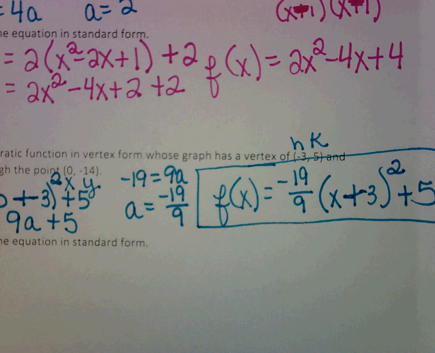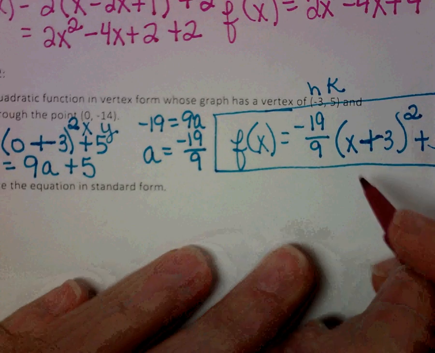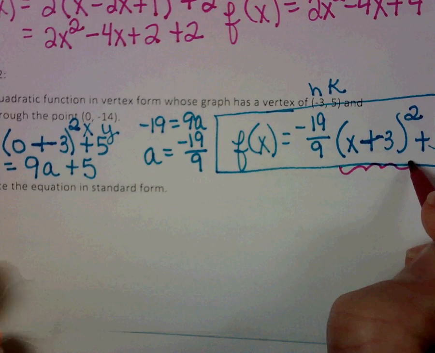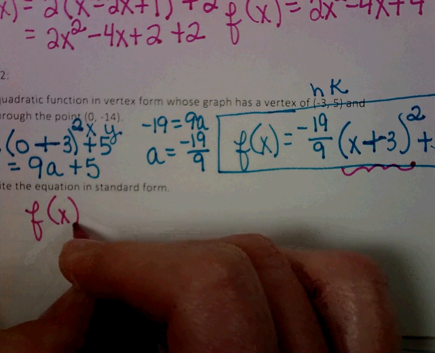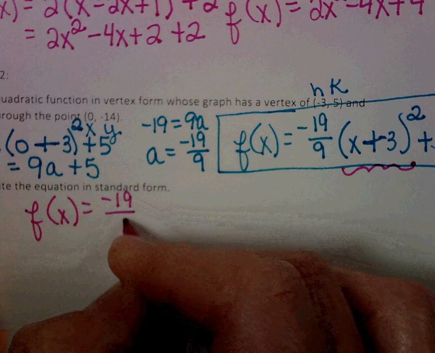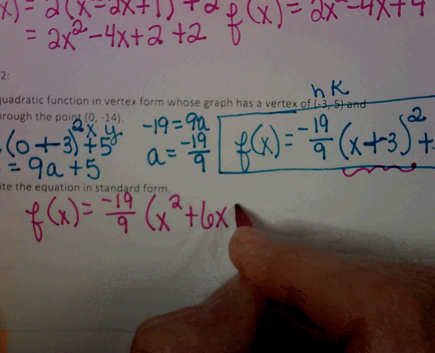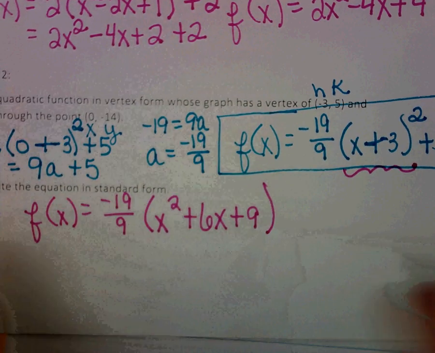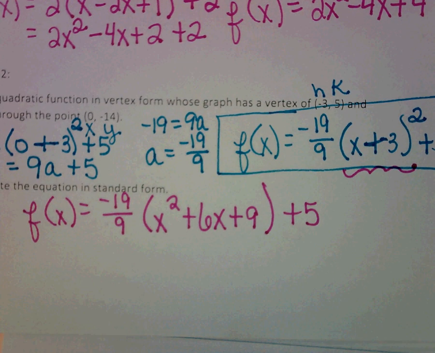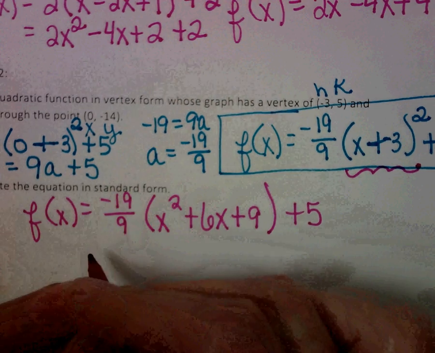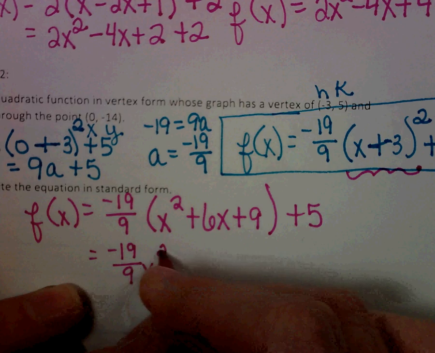Now we need to transform this into standard form. I'm going to start by squaring my x plus 3, FOIL, box or use the rule. So it would be f of x equals negative 19 over 9 times x squared plus 6x plus 9, and then plus my 5 at the end. Now I know you're panicking a little bit because there's fractions, but we're going to keep going. I'm going to distribute this, negative 19 over 9 x squared.